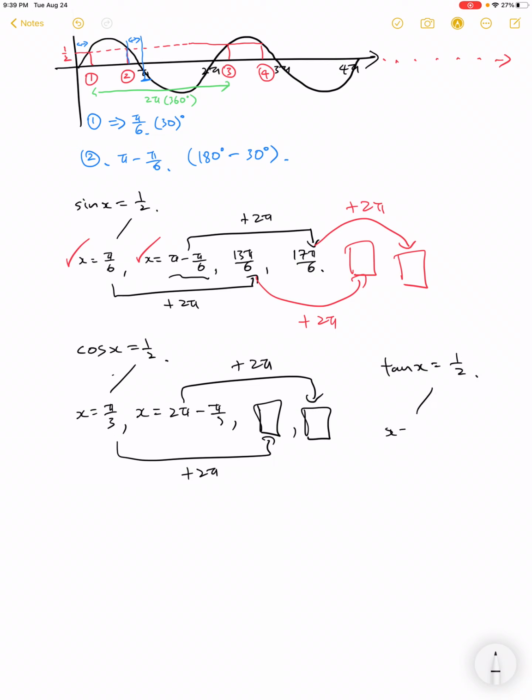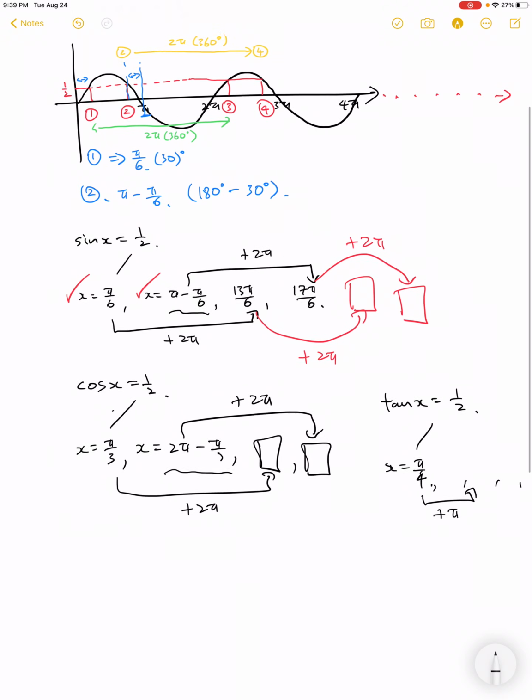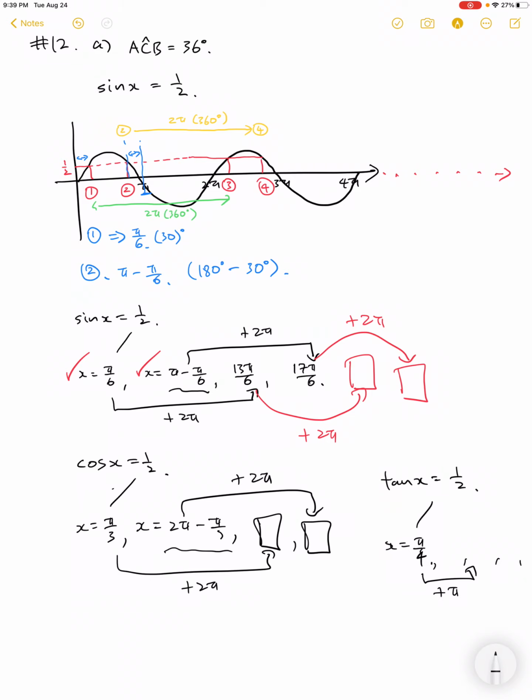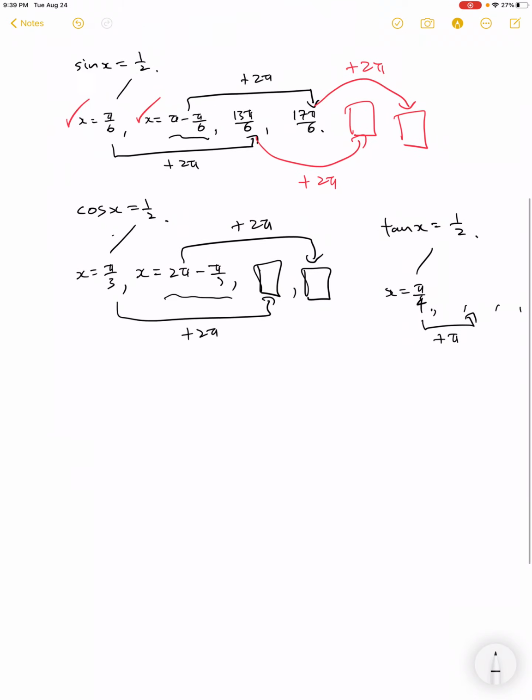And tan x equals 1 over 2? I can. x equals pi over 4. With tan x, you don't need to do pi minus or 2 pi minus. You just add plus pi to all the coming values. If you need an explanation about this in more detail, then we can take another opportunity to do so, but today we are focusing on question 12, so let's just go back to our question.